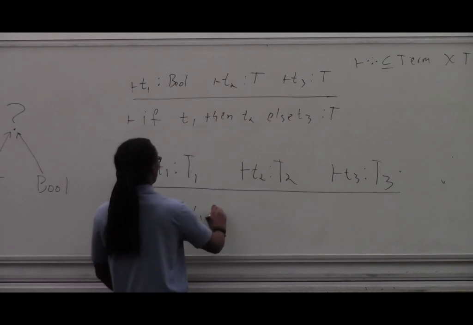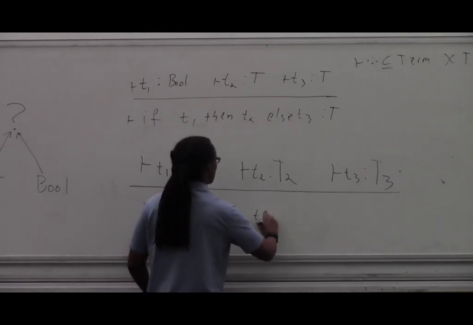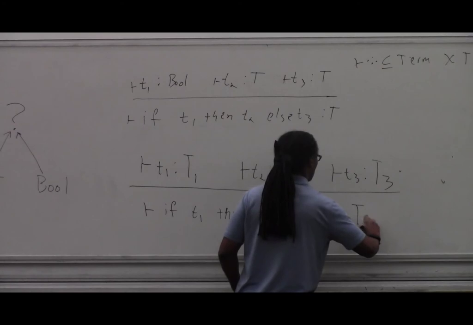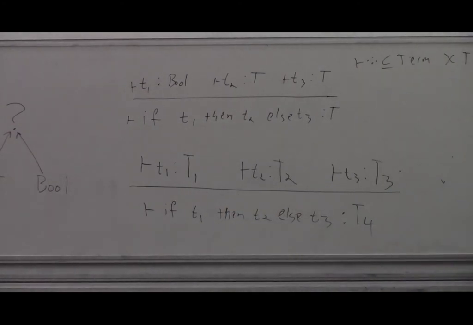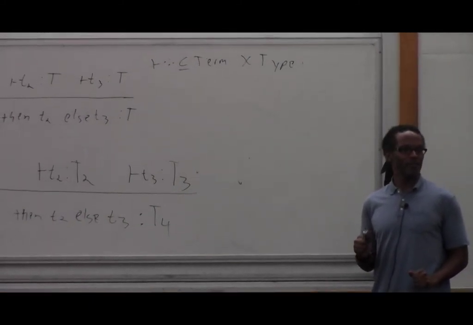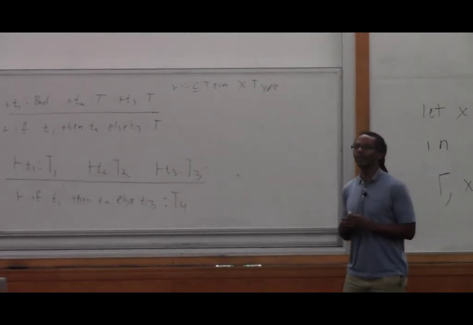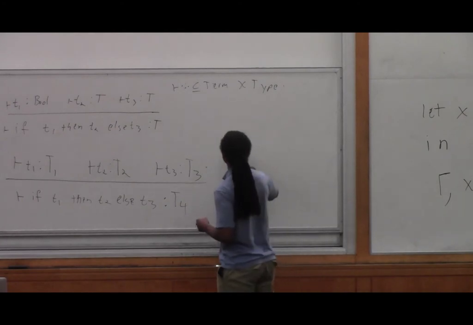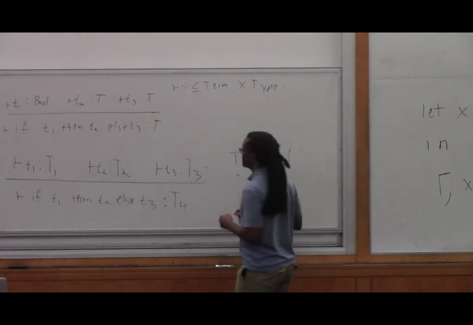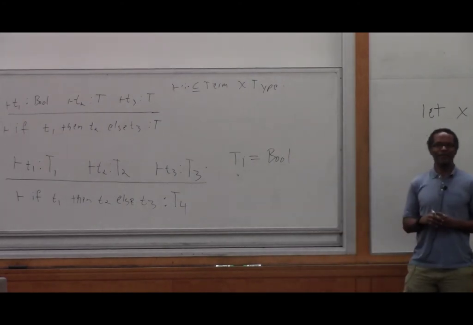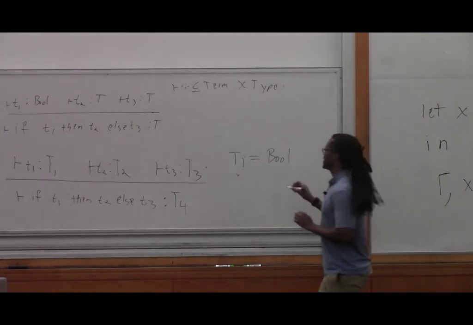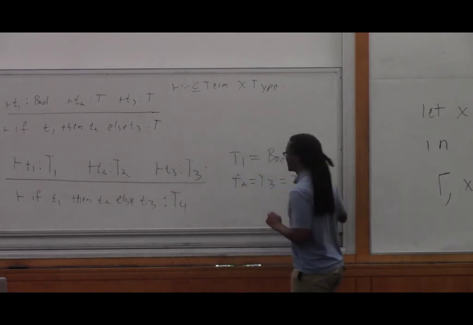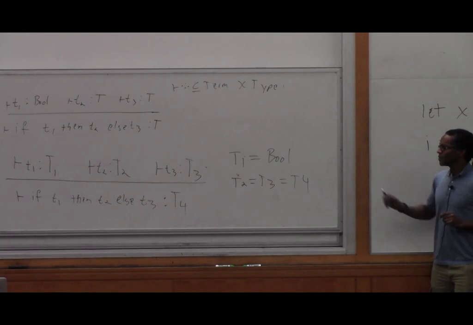then if T1, then T2, else T3 has type T4, and then I got to do some stuff. Make sense? So now I have to state some side conditions on the side. What side conditions do I want? So I want T1 is equal to bool, right? And then what would you say after that? T2 equals T3 equals T4, okay? So would you say this is equivalent?